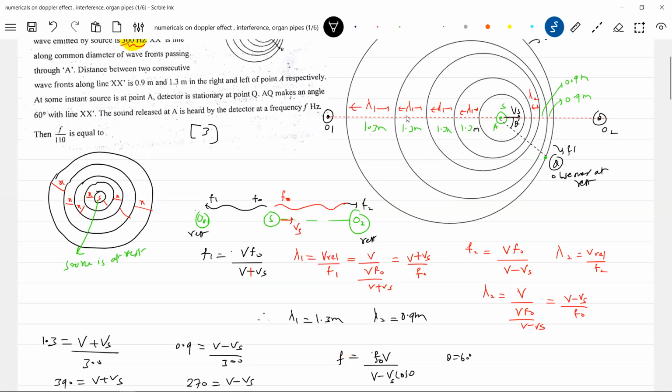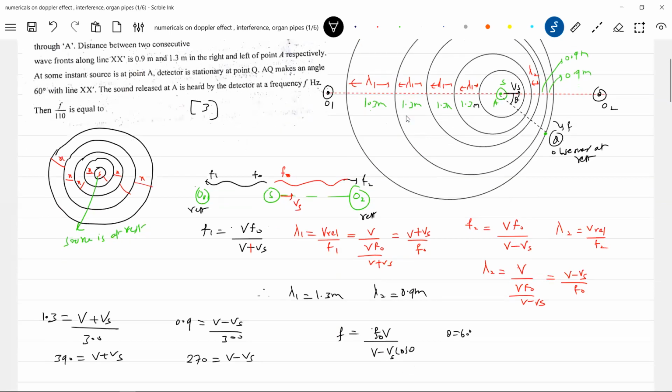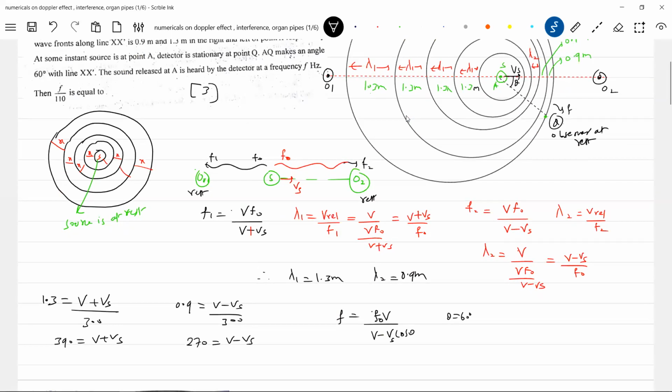So is that okay now? Yes, sir. Then okay, the symbols a little bit. F equal to F naught V by V minus Vs cos theta. F by 110 is what it is asking. Okay, all the symbols are correct, no? F naught. Yeah, fine.